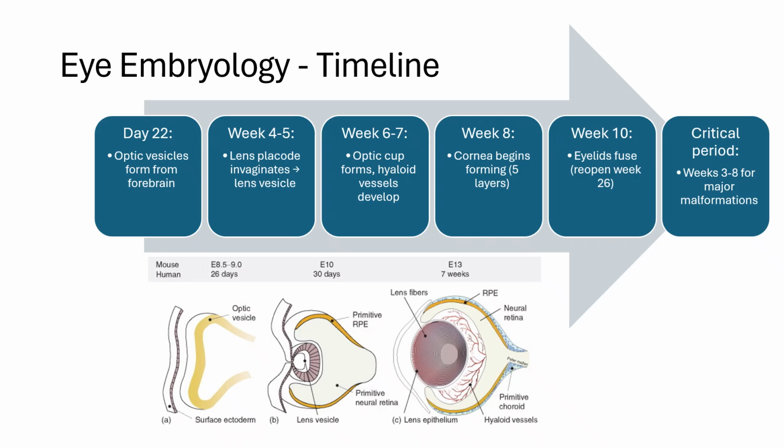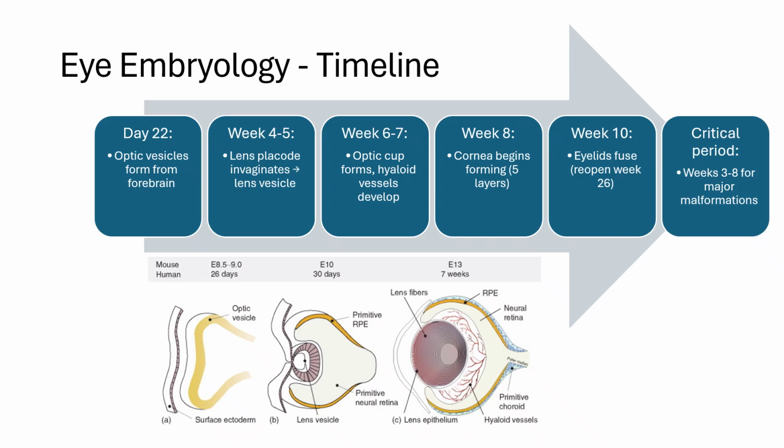Between weeks 4 and 5, the lens placode invaginates to form the lens vesicle. This process requires perfect coordination between surface ectoderm and the underlying optic vesicle. Any disruption here leads to absence or malformation of the lens.